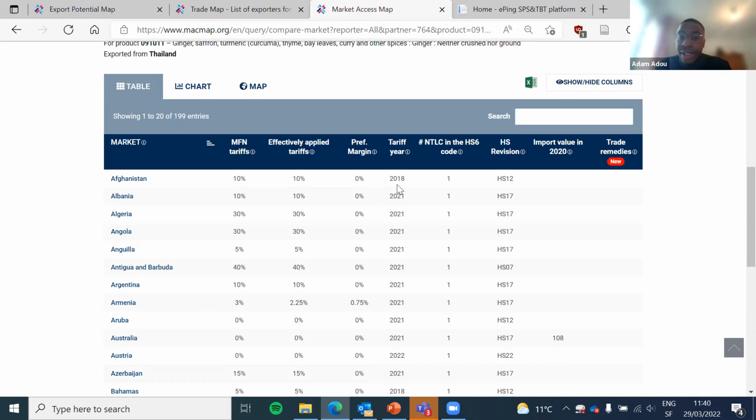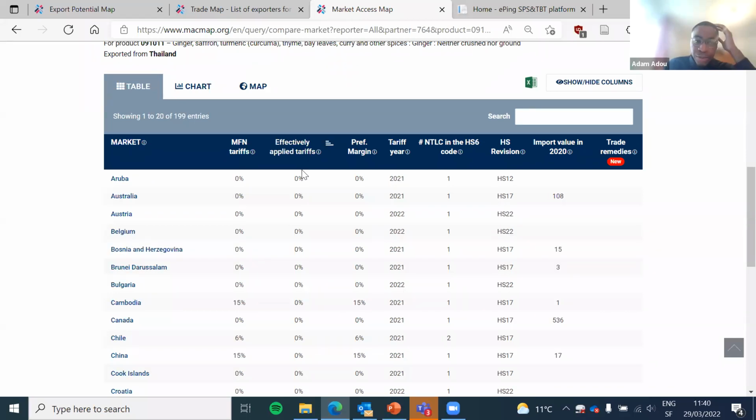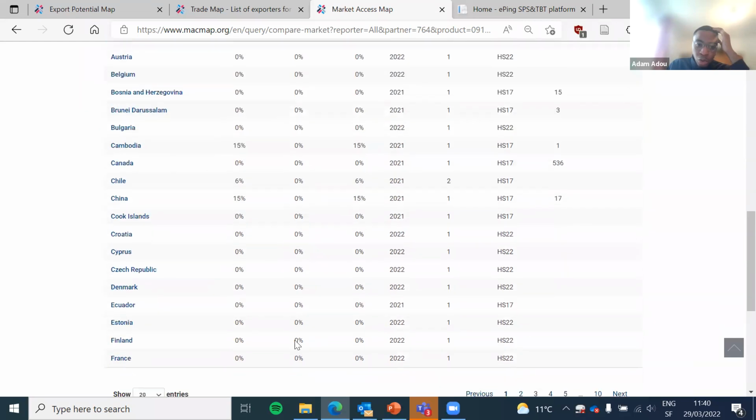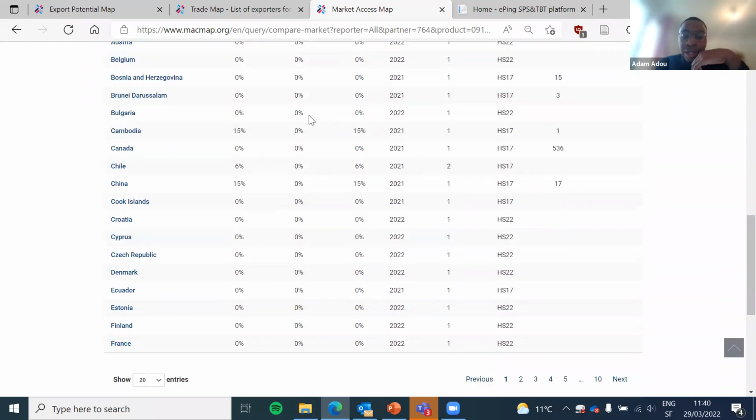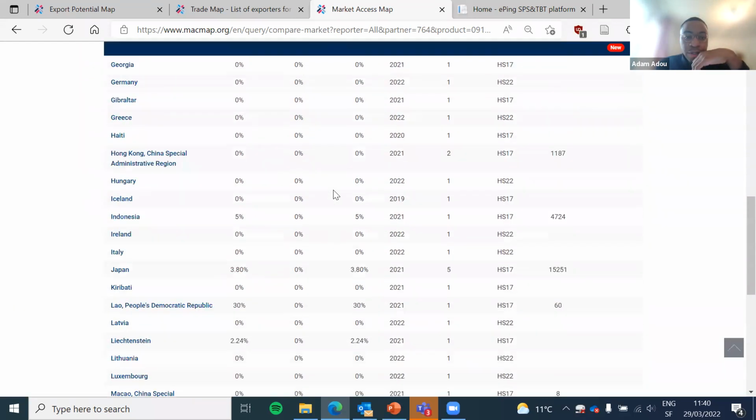What is interesting here is that you can modify these tables as you want. You can filter and sort them based on the indicator or information you're interested in. If you're looking at tariffs, what would be interesting for your specific country is the effectively applied tariff for your product. So if you want to rank them from the highest to the lowest, or from the lowest to the highest, you click on this and you see that all those countries are the ones where you can benefit from the lowest tariff. So a lot of them are concerned.